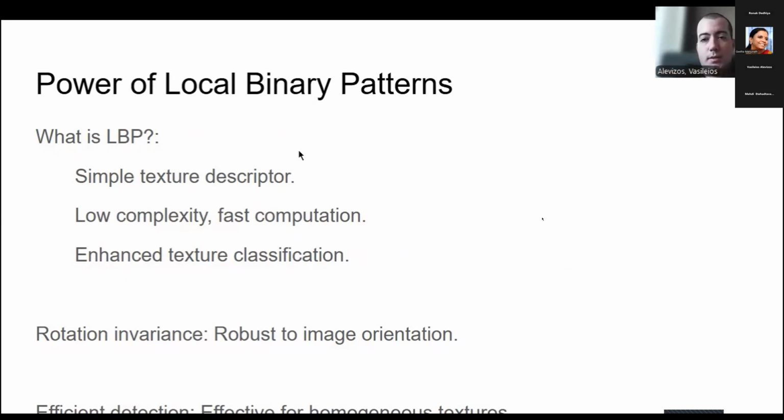Also, LBPs are efficient for describing homogeneous textures, making them especially suitable for analyzing thermal images where temperature disruptions may indicate an underlying condition.